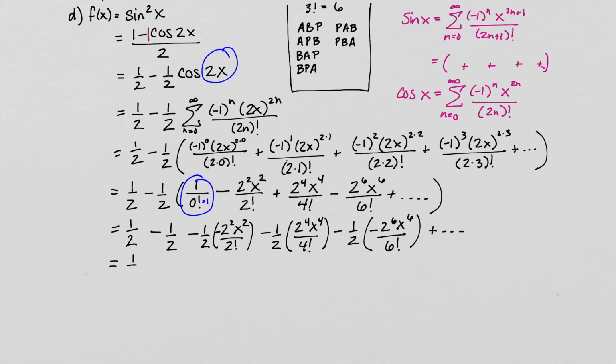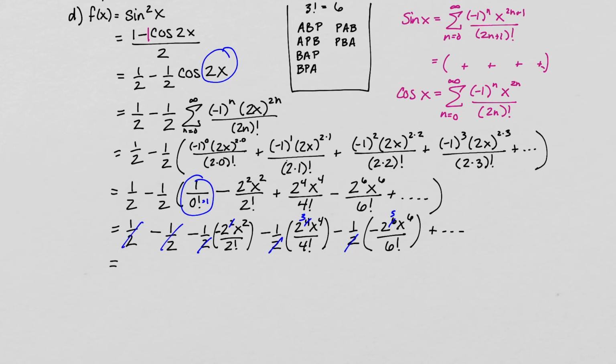So I really end up with 1/2 minus 1/2. In all of these, this 2 would cancel one of these, right? So this 2 cancels one of these. This 2 cancels one of these. So we really have 1/2 minus 1/2. They cancel each other out, right?